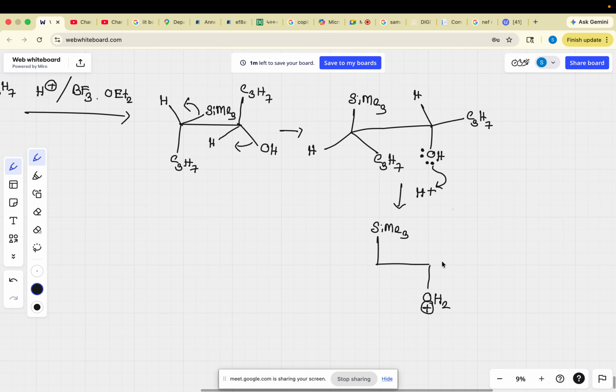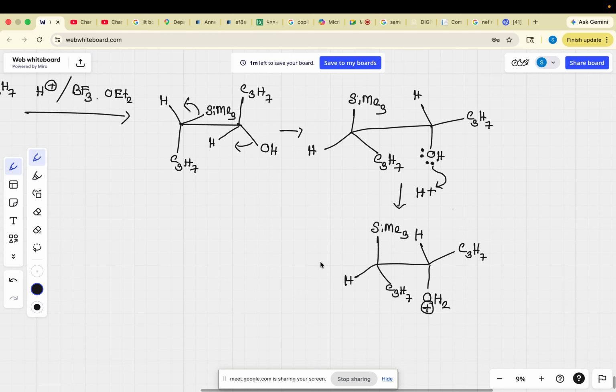OH2 plus. Okay, here you have C3H7, hydrogen. Here also I have hydrogen and C3H7. Okay, now basically water will release from here.